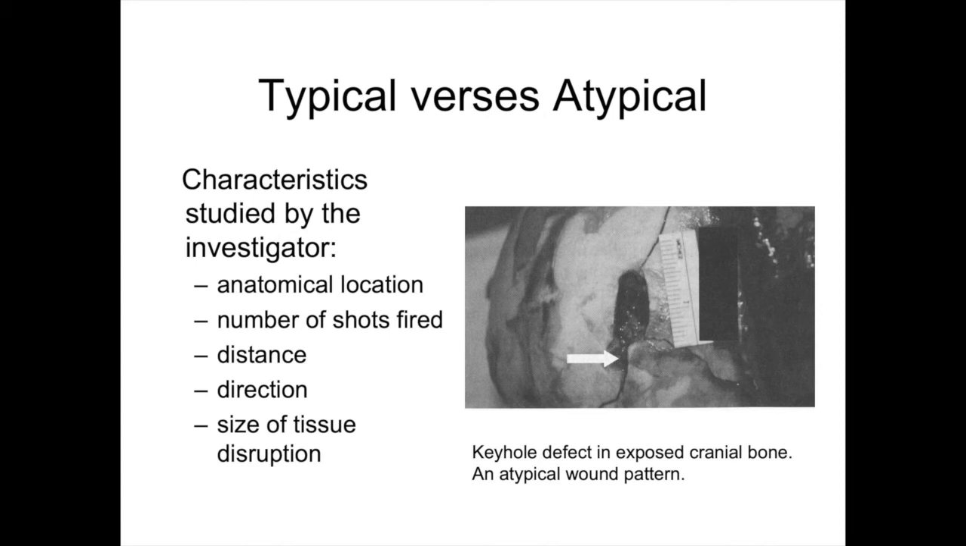The size of the tissue disruption is another typical characteristic that you would want to record when you're talking about an entrance or exit wound that's associated with, let's say, the thorax. Again, it's going to disrupt quite a bit of tissue just because of the sheer amount of tissue that's associated with that region of the body.